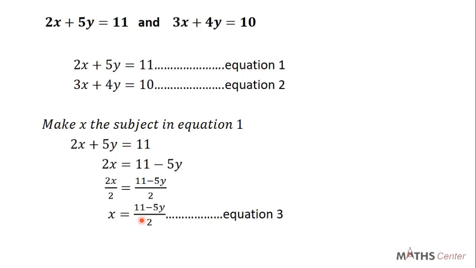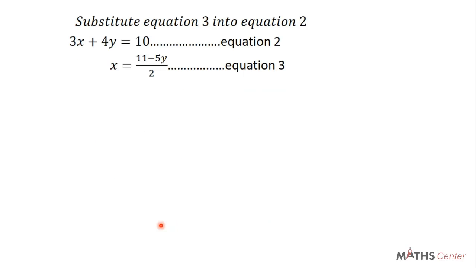Now what do I do? I will substitute this new x into equation 2. What this means is that whenever I see x in equation 2, I'll replace it with 11 minus 5y divided by 2. All that is clear. I've made x the subject in equation 1, so you go to equation 2 and wherever you see x, you replace it with 11 minus 5y over 2, which is the new x.